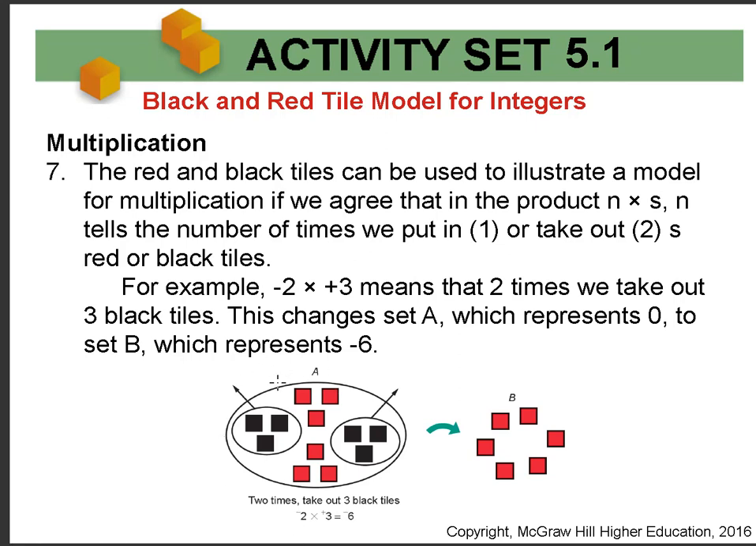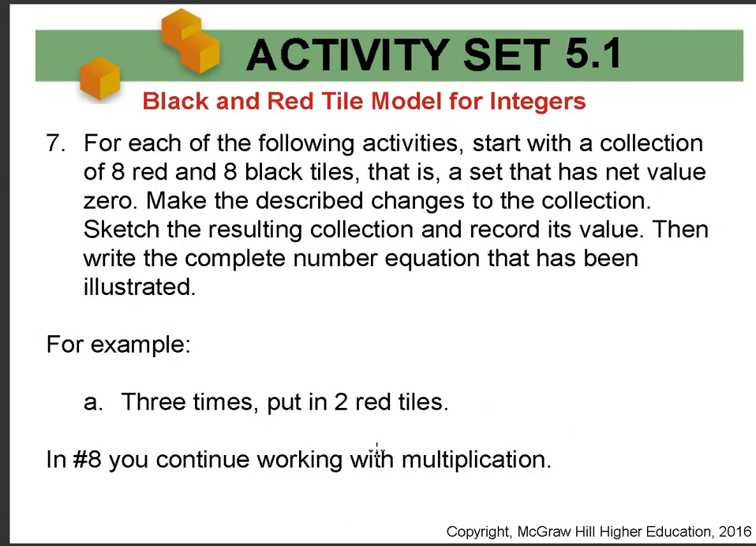Basically, you just start with a big pile of 0. You can see that we have 12 tiles here, 6 red and 6 black. Whatever size pile of 0 you want works. And sometimes you might need to add tiles to complete your operation. So 2 times we take out 3 black tiles. And you'll continue this with number 7, and then in number 8 you'll continue working with multiplication.